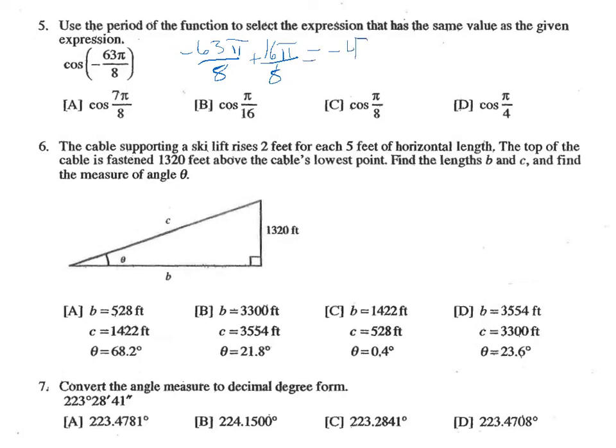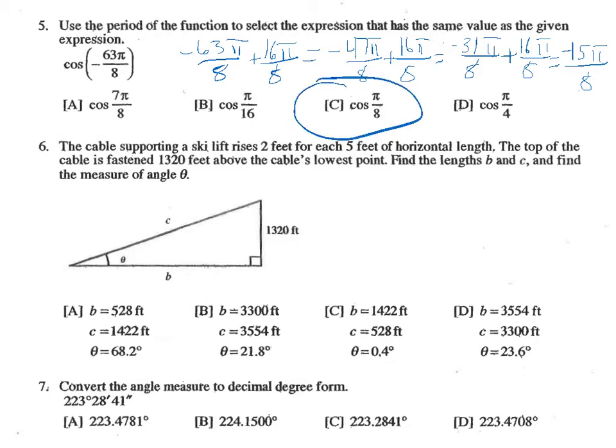negative 47 pi over 8. So we can add 16 pi over 8 again, which would give us negative 31 pi over 8. If we add 16 pi over 8 again, we would get negative 15 pi over 8. And adding 16 pi over 8 one more time would give us pi over 8. So our answer would be C, the cosine of pi over 8.